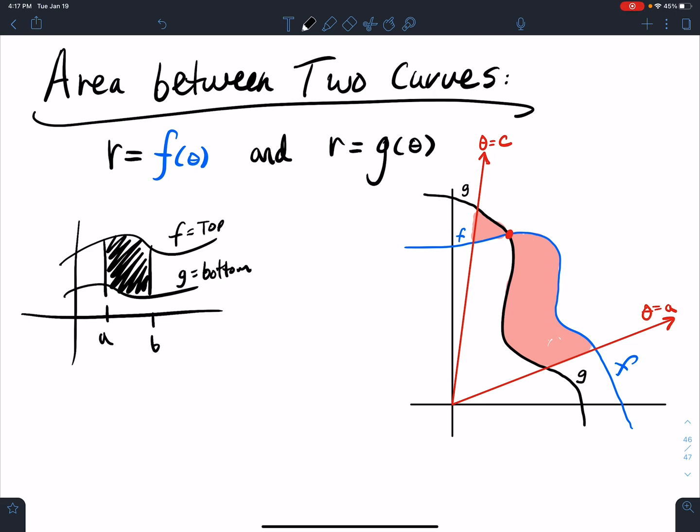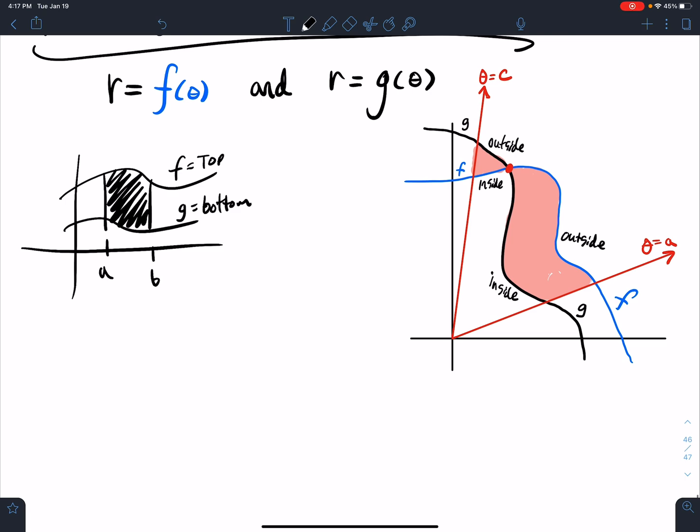I do the outside function minus the inside. But the problem is the outside becomes the inside here, and the inside becomes the outside here. So you've got to be careful what you're calling inside and what you're calling outside. Because there's that swap going on, we have to break up the integral where they intersect, so you've got to figure out what theta gives you that intersecting value. So you have integral 1 and then integral 2 going on there.